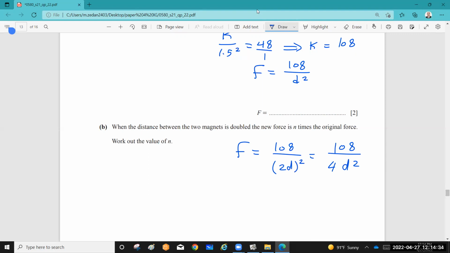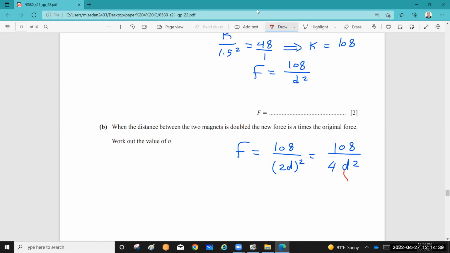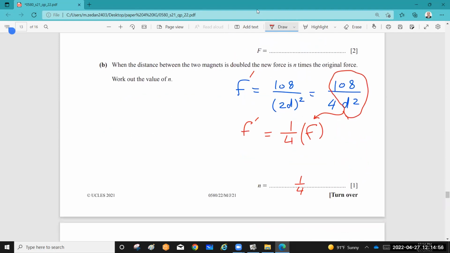The force will be n times the original force. The original force is this one. This is the original force, 108. This is the original force given in the rule. So now the new force, for example, F prime, is now 1/4 into the original force F. This one. So the n now must be 1/4.